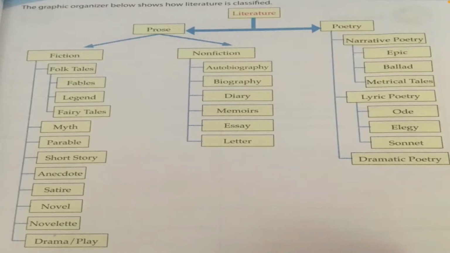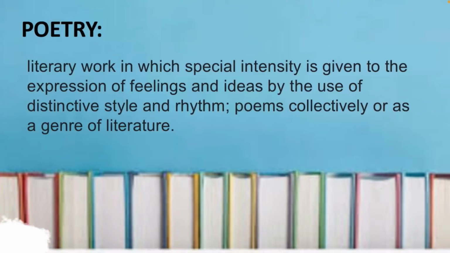Here we have a graphic organizer below that shows how literature is classified. In literature we have prose and poetry. In prose we have fiction and non-fiction. In fiction we have folk tales, fables, legend, fairy tales, myth, parable, short story, anecdote, satire, novel, novelette, drama, and play. In non-fiction we have autobiography, biography, diary, memoirs, essay, letter. Poetry has narrative poetry, epic, ballad, metric tales. Lyric poetry, we have ode, elegy, sonnet, and dramatic poetry.